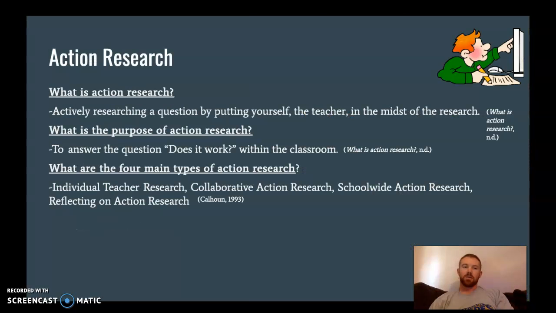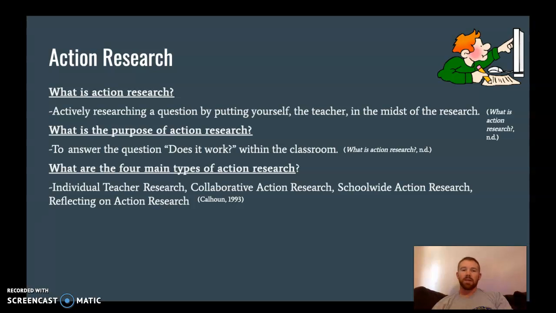So what exactly is action research? Well, it's actively researching a question by putting yourself, the teacher, in the midst of the research. So instead of just going out and looking up on the internet, you might pose a question and then go find the answer to that question within your own classroom. It's a great way to be engaged within the research and find an answer that's really more applicable to you, because what you find out there in research may not always work for you in your current position. The purpose of action research is to answer the question, does it work within the classroom?